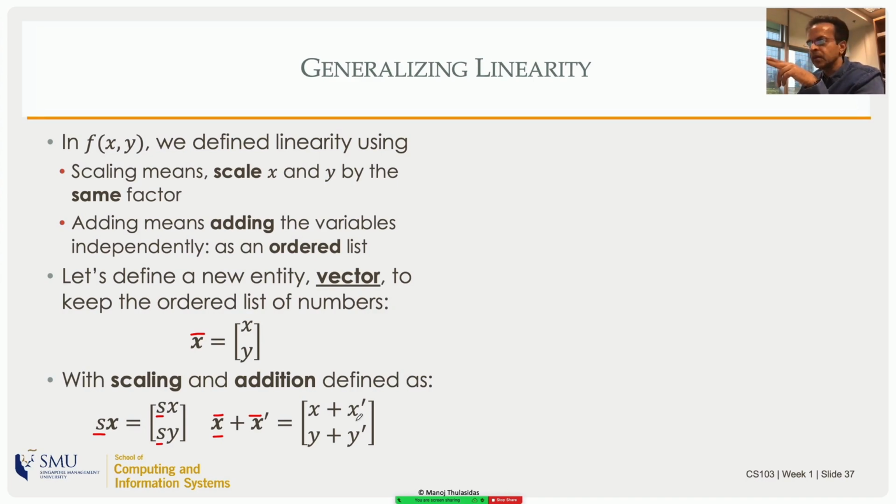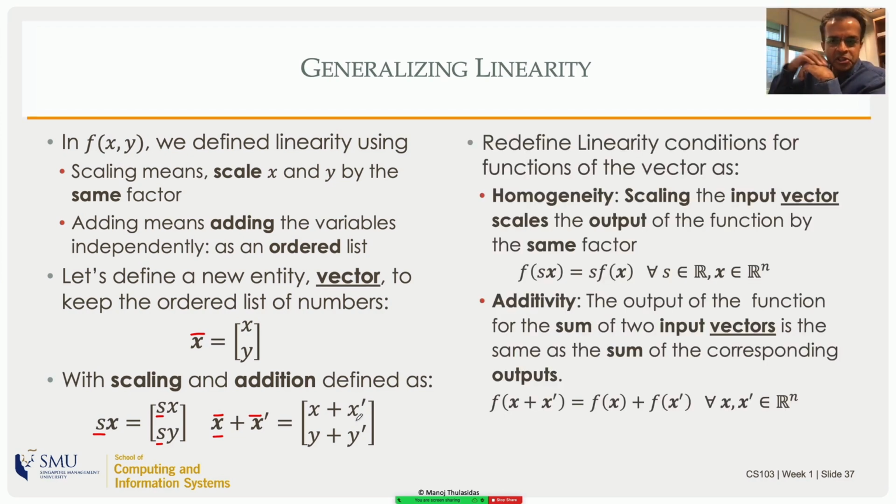So I'm defining an entity called vector and scaling and addition, the operations on this vector, so that I can use them as part of my expressions that will have a chance of being linear. With that definition, I can actually reuse my original definition of homogeneity and additivity by saying that my input now is a vector called x, a bold x. So homogeneity is for a function of an entity called x, which is a vector. If I scale the vector by a factor, the output of the function should scale by the same factor. That is homogeneity, just as it was for real numbers, except that instead of real numbers, I have a bunch of real numbers arranged in a column now, which is a vector.